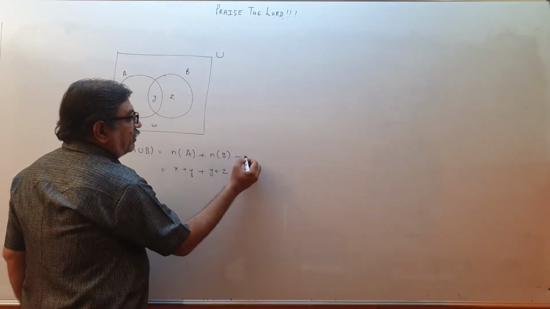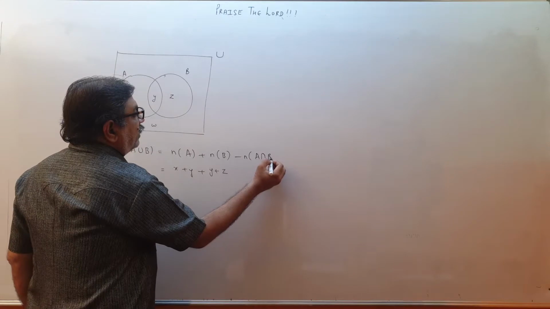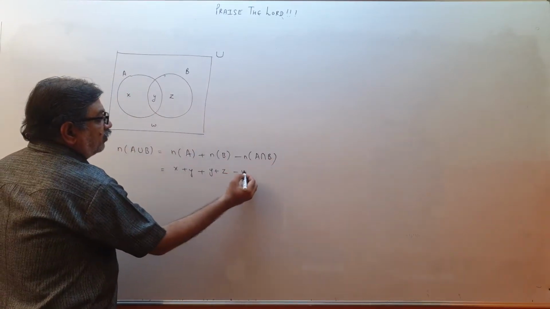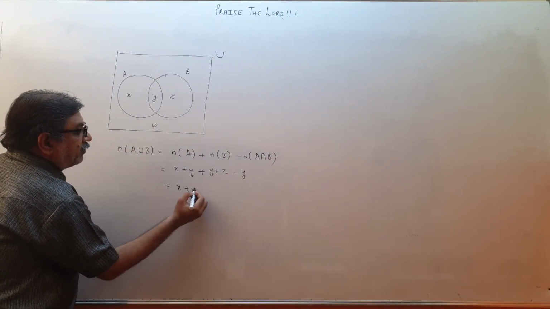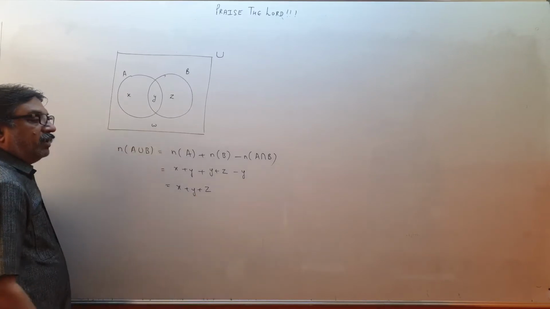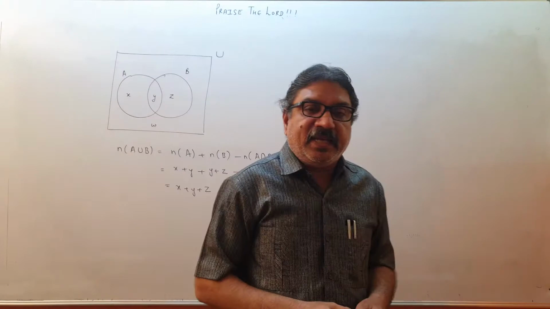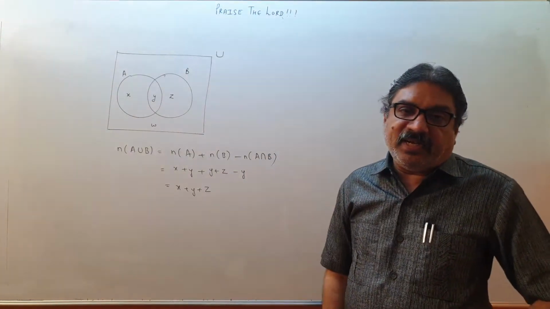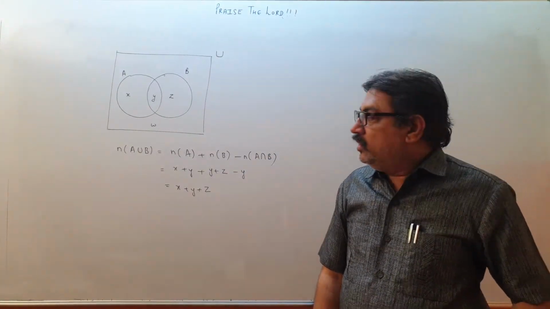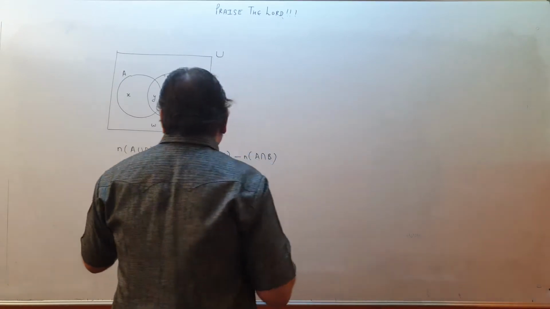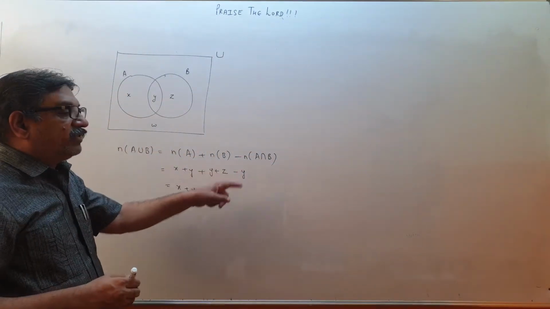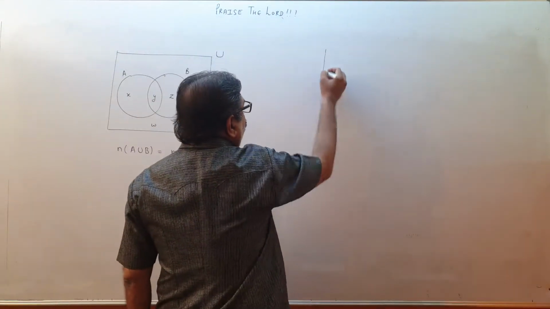Therefore, we subtract A intersection B, which is Y, and so minus Y. That becomes X plus Y plus Z. And therefore, please remember the formula. n(A union B) will be n(A) plus n(B) minus n(A intersection B). So just like two sets, n(A) plus n(B) minus n(A intersection B), for three sets, what will be the formula?